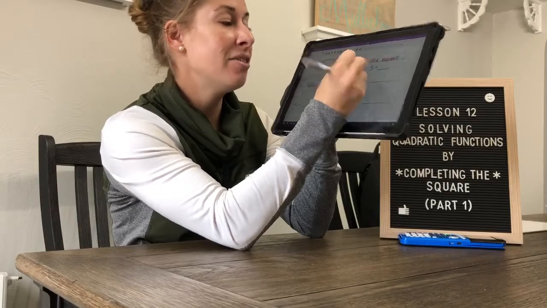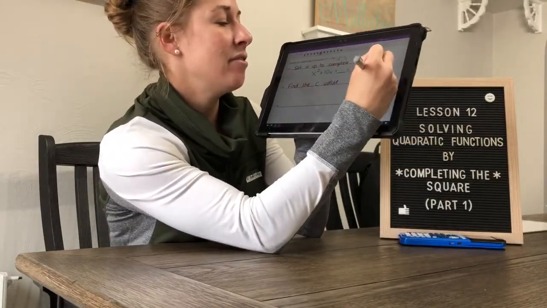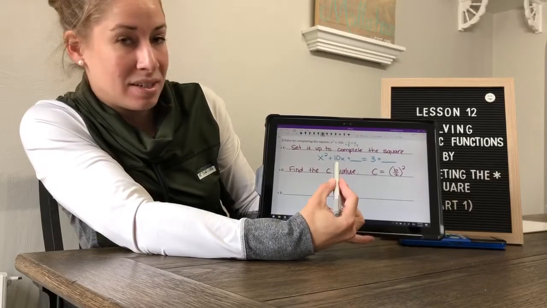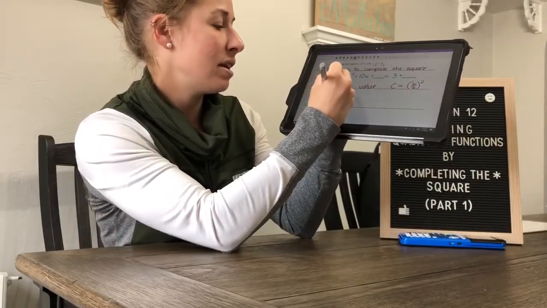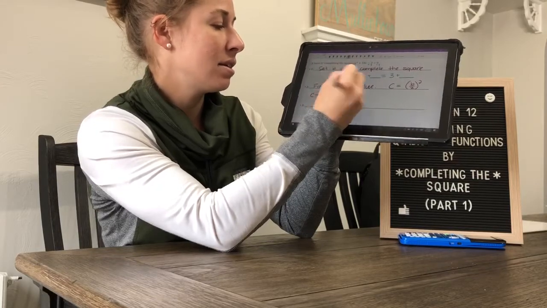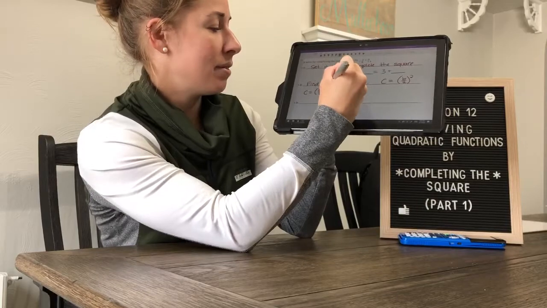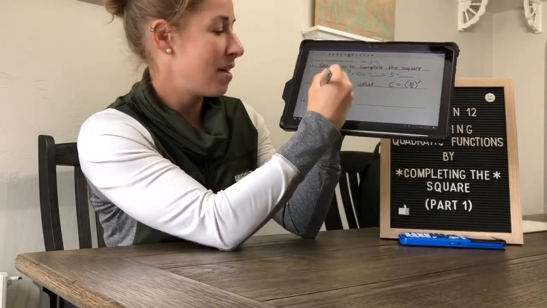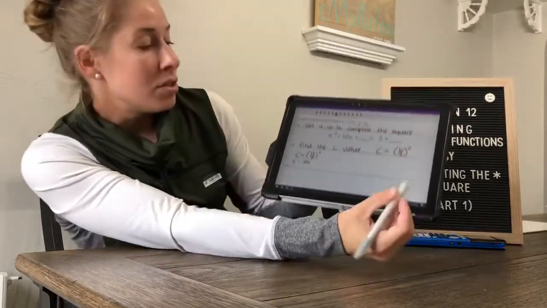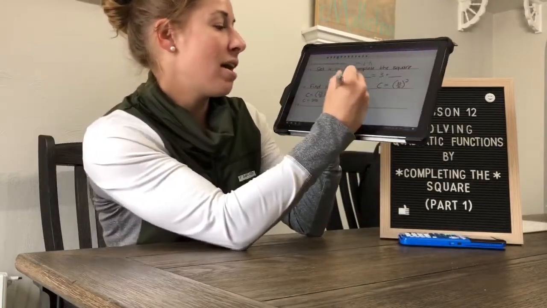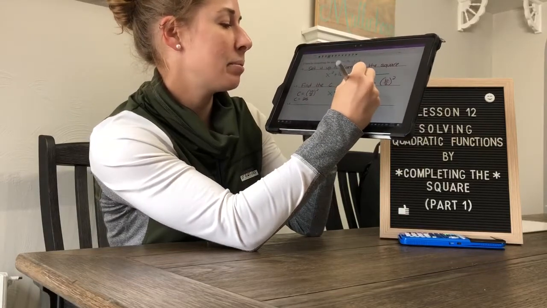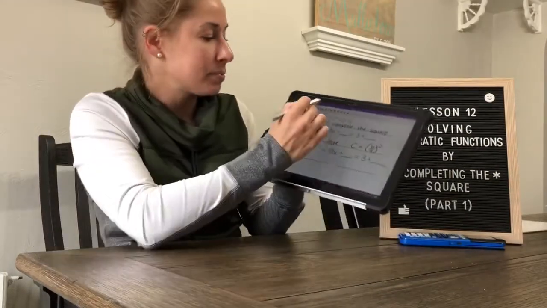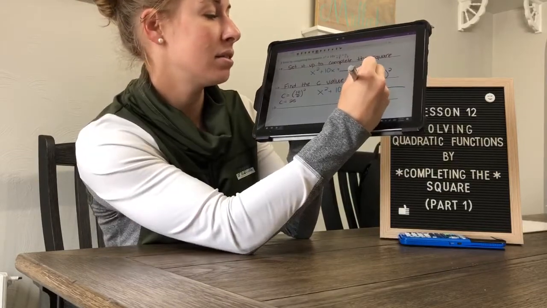How do you find the c value? Take half of b and square it. In this case our b value is 10. So our c value is half of 10 squared. Half of 10 is 5, and 5 squared is 25. So now we're going to add that 25 to both sides. We have x squared plus 10x plus blank equals 3 plus blank, and we just found the blank. It's that c value, 25. So we're adding 25 to both sides.